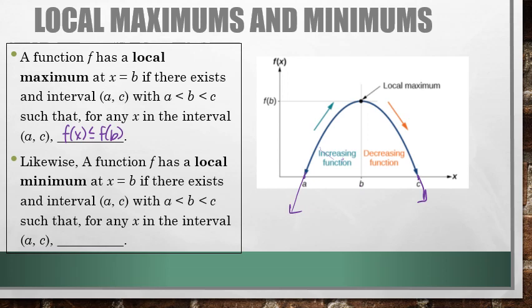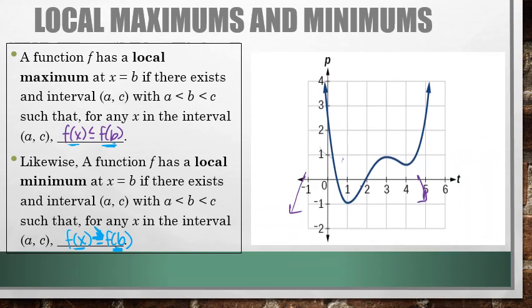Likewise, a function has a local minimum at x equals b if there exists an interval ac with a being less than b being less than c, such that for any x in the interval ac, f of x is greater than or equal to f of b. So that means that this y value is smaller than any of the other y values in that interval. And if you look up here, this means that the y value is greater than or equal to any of the other y values in that interval. So that's what makes it a local maximum. This is what makes this a local minimum.